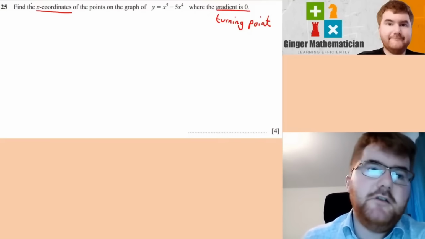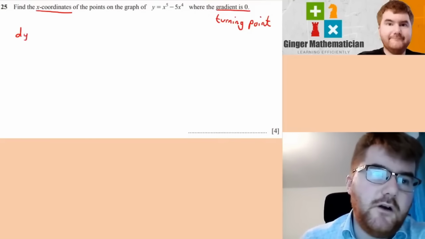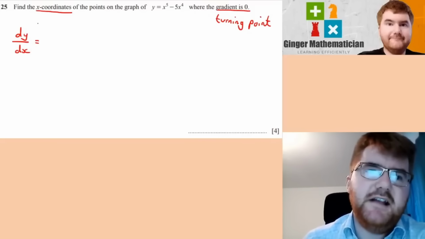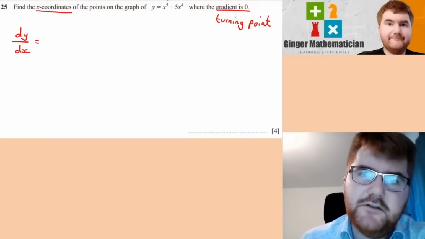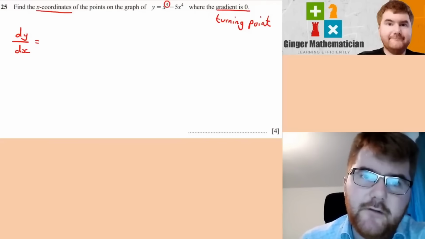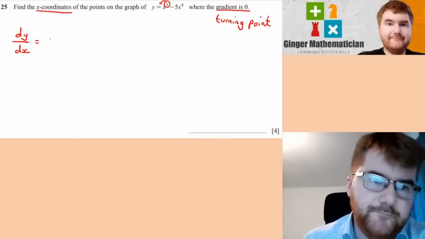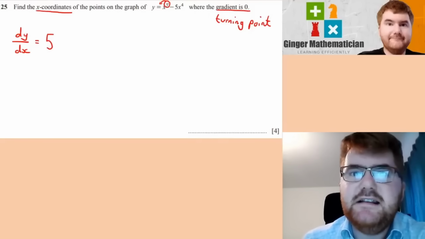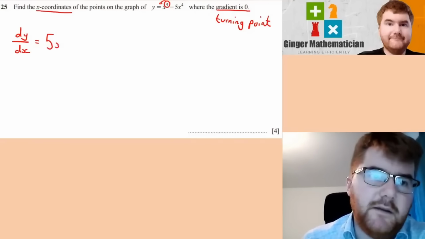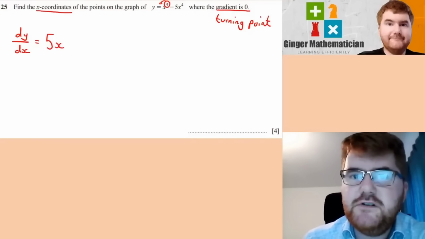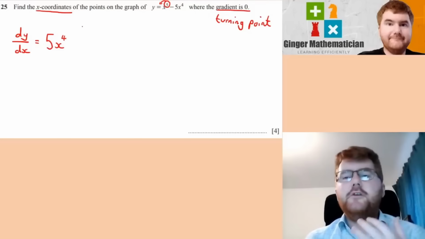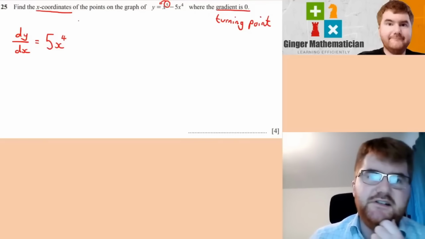So what we're going to do is take our function and work out the derivative, dy by dx. Now the process that we do here is we take the 5, we bring it to the front, and now we reduce the index by 1. So what do I mean by this? Well, we're going to reduce this from a 5 to a 4. And this is the standard process for differentiating at iGCSE.